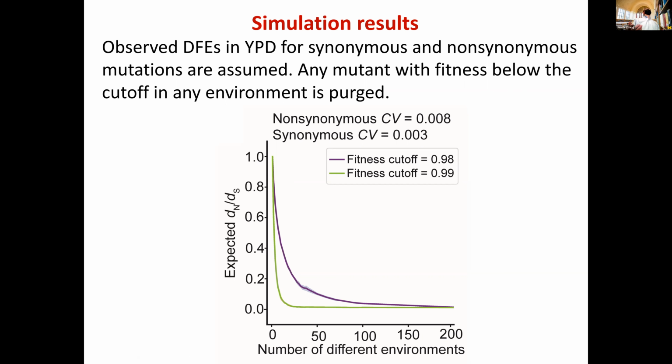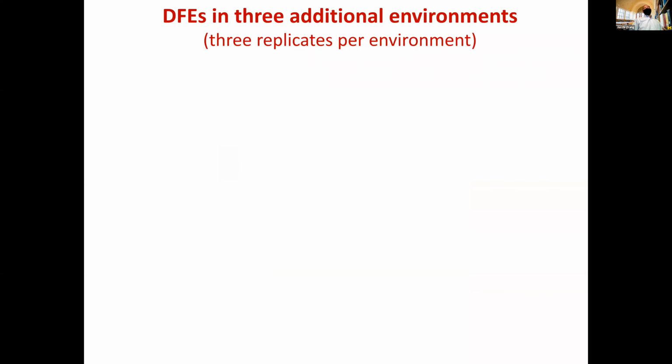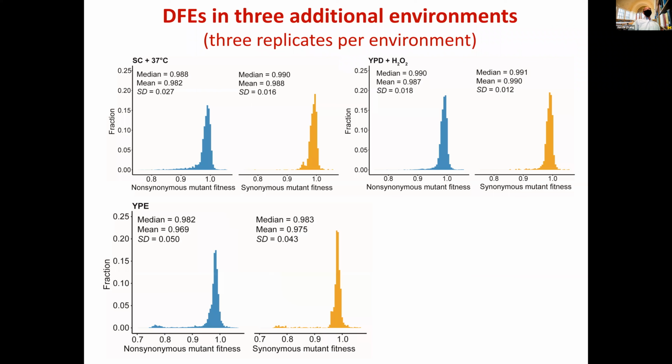So we want to test whether that is true. We measured the distribution of fitness effect in 3 additional environments. These 3 are more stressful environments compared to YPD: 37 degrees, H2O2 oxidative stress, and ethanol instead of glucose as the carbon source. And in each environment, the non-synonymous and synonymous distributions are still remarkably similar.